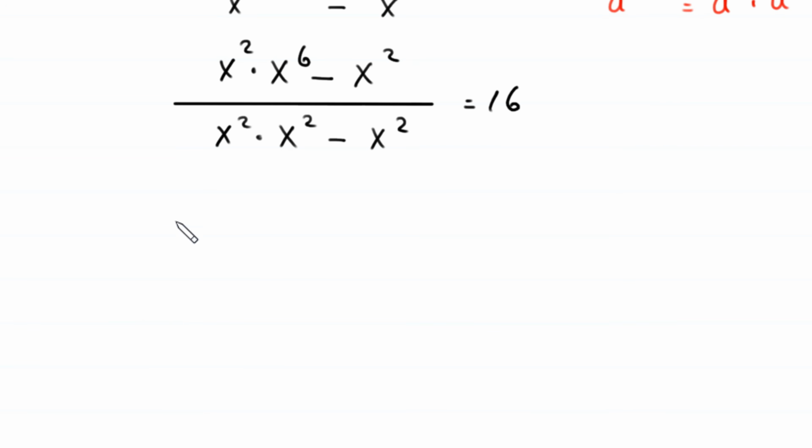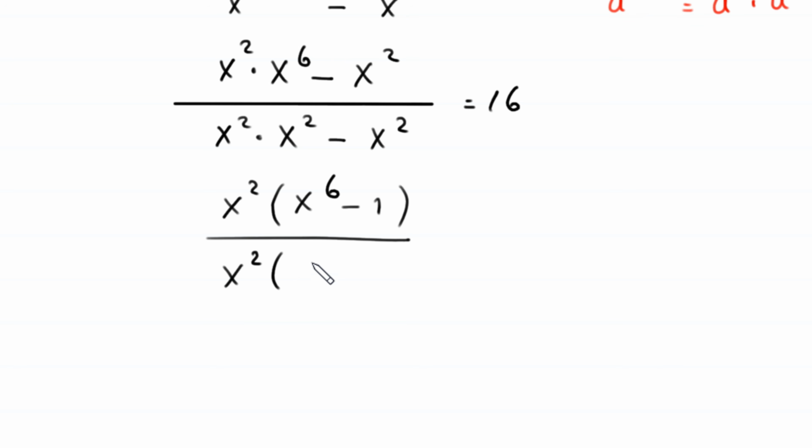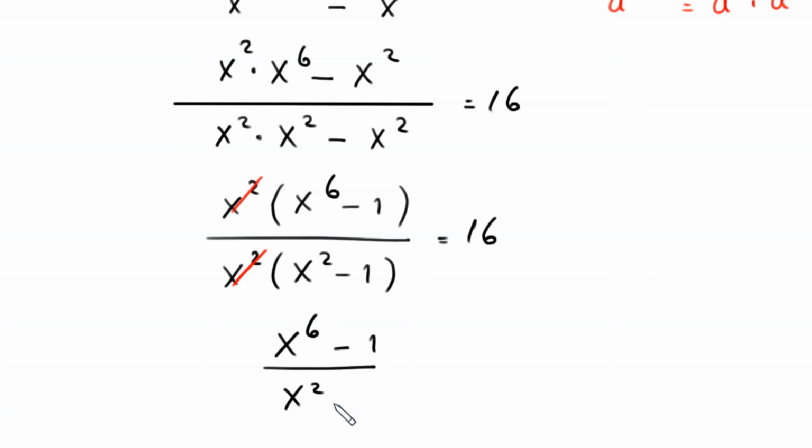Now from the numerator we can factor out x squared, and in the bracket we are left with x to the power 6 minus 1, divided by, from the denominator we can factor out x squared, and in the bracket we are left with x squared minus 1, equal to 16. This x squared will be cancelled out with this x squared. We are left with x to the power 6 minus 1 divided by x squared minus 1 equal to 16.